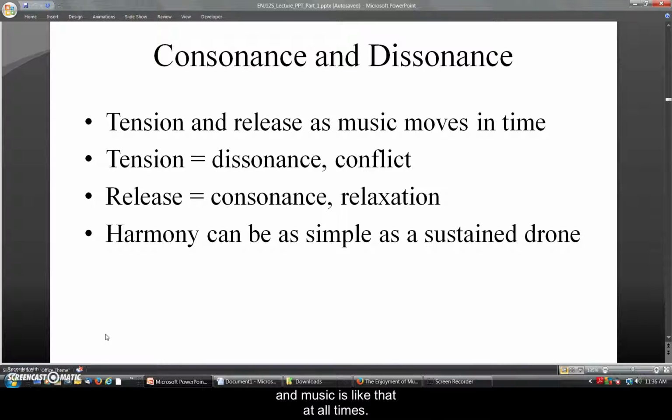And music is like that at all times. We have nothing but a series of tension and release. And this is what makes music interesting. It's what gives it so many different levels and so many different ideas and ways that we have been able to feature music in our lives for thousands upon thousands of years: this idea of consonance and dissonance, this idea of tension and release. And harmony is really what sustains the idea of consonance and release.